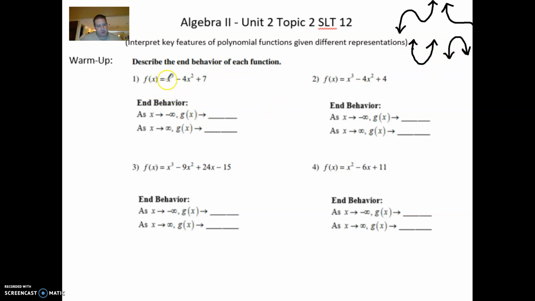Describe the end behavior of this function. So this is an odd degree. Now, the other thing I didn't talk about is the leading coefficient, meaning whether or not the largest degree is either positive or negative will determine which one it is. If it's positive, it's going to be going up from left to right, and if it's negative, it's going to be going down from left to right.